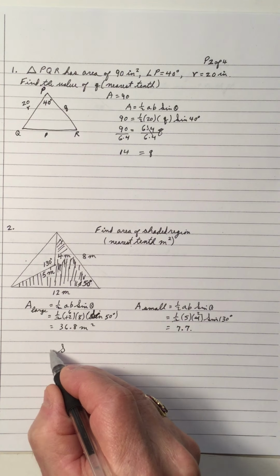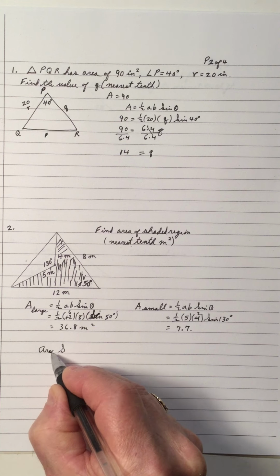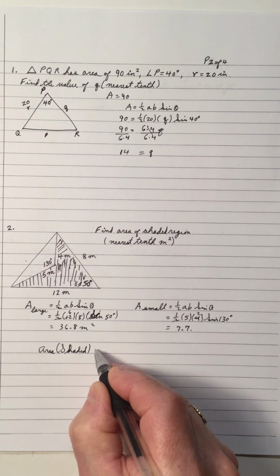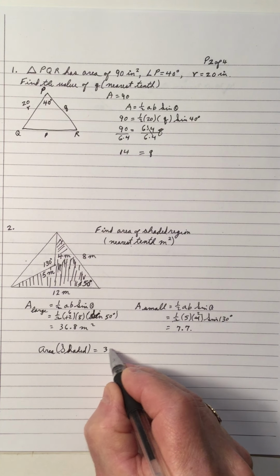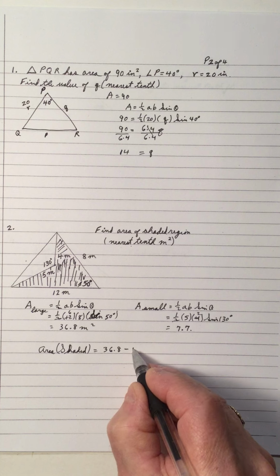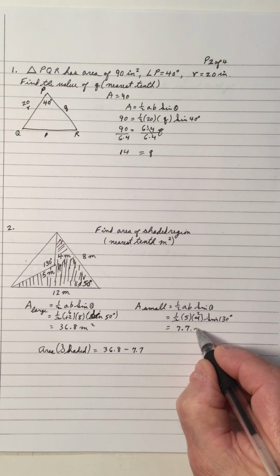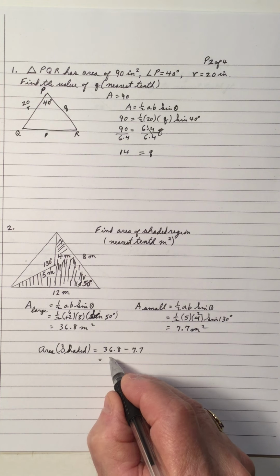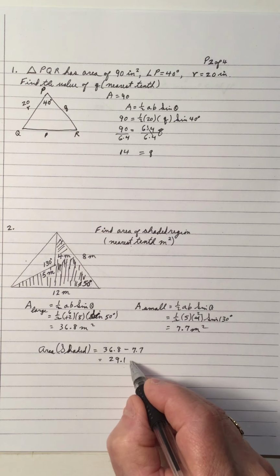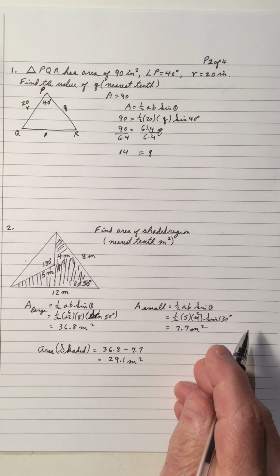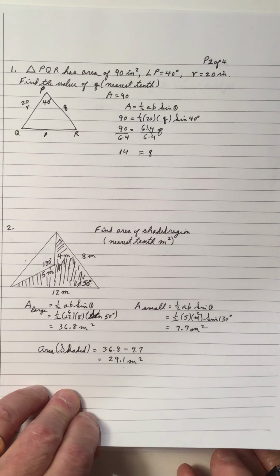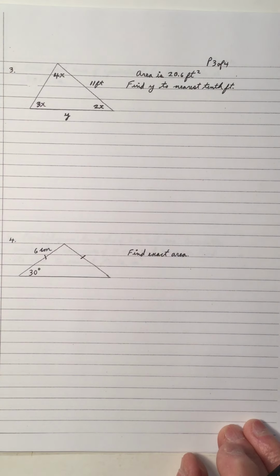So the area of the shaded is the large one, which is 36.8, subtract 7.7, and that's square meters now. When you subtract that with a calculator, you get 29.1 square meters. So it's the area of the two triangles being subtracted. The large one subtract the small one gives you the shaded one.